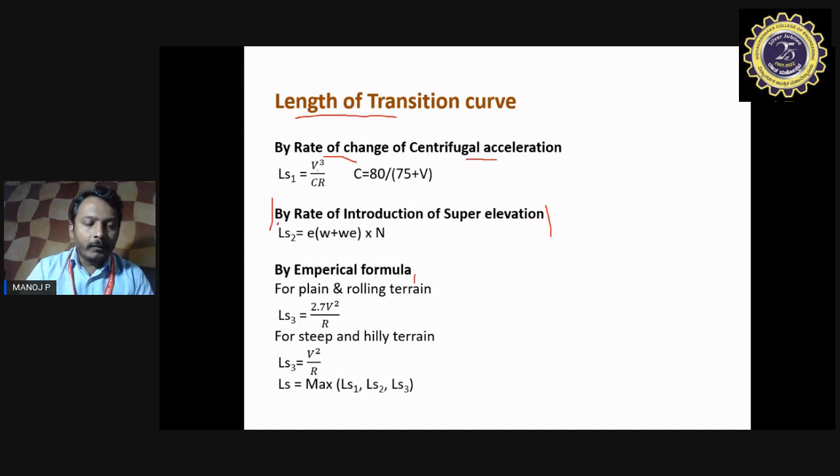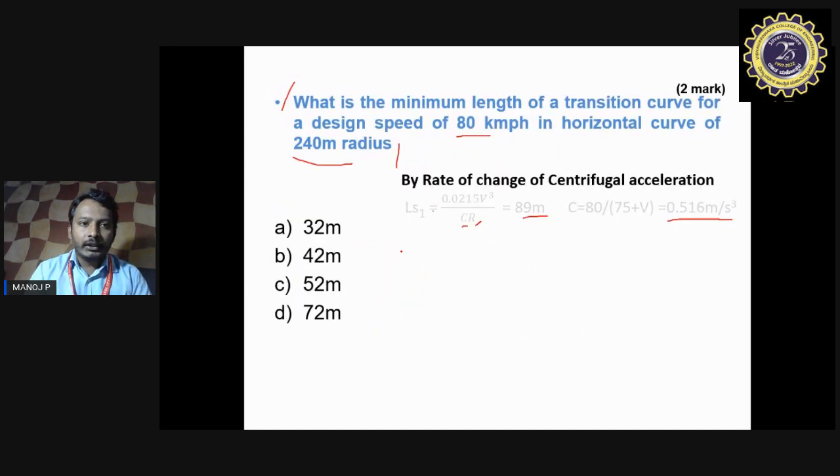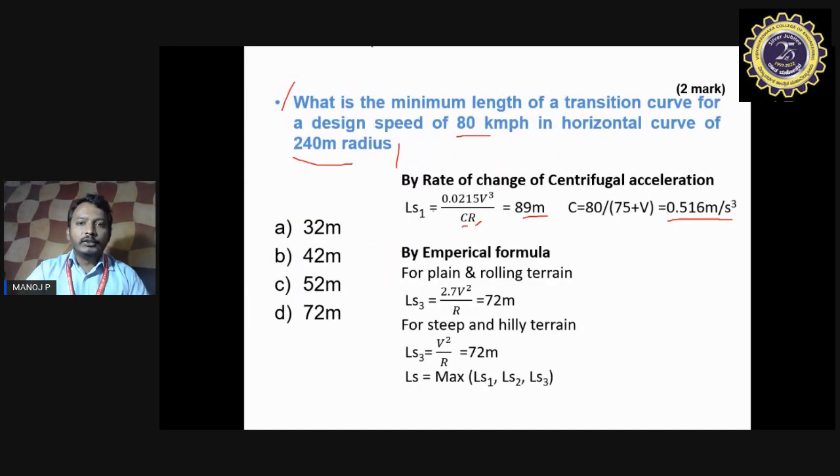Ls2 here is E into W plus WE into N. Since in this question super elevation is not mentioned, you need not bother about that. You need not bother about the one which is not mentioned. You can consider only condition 1 and condition 3. Since super elevation and extra width of the road are not given, out of those two equations, whatever value you get, you can calculate. Ls2 is not mentioned in the question.